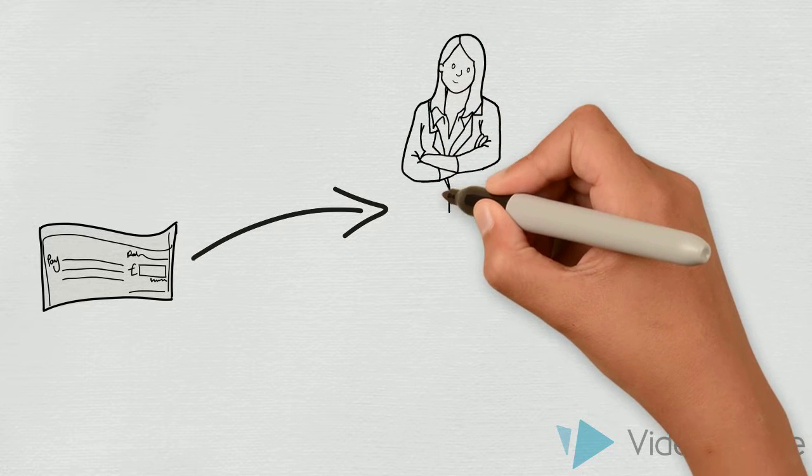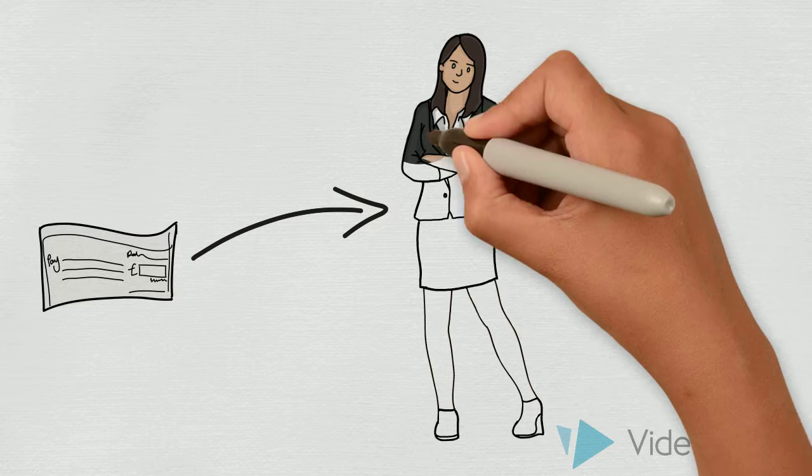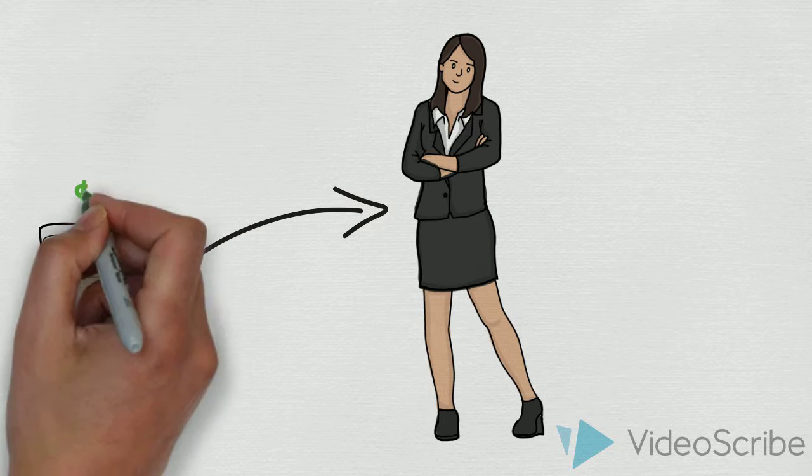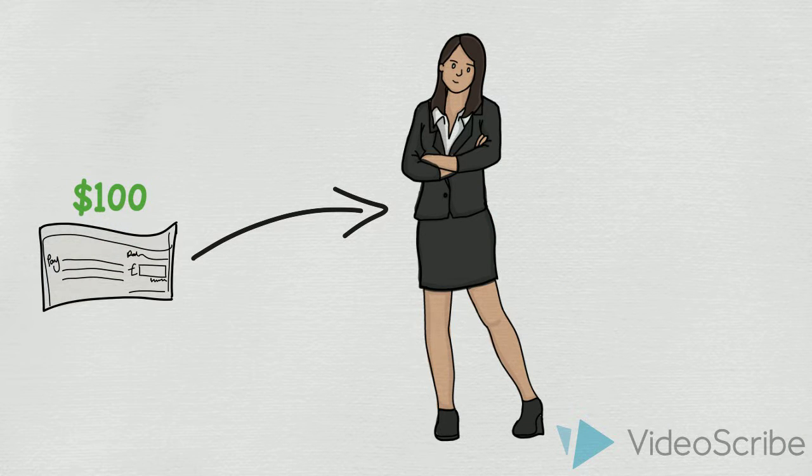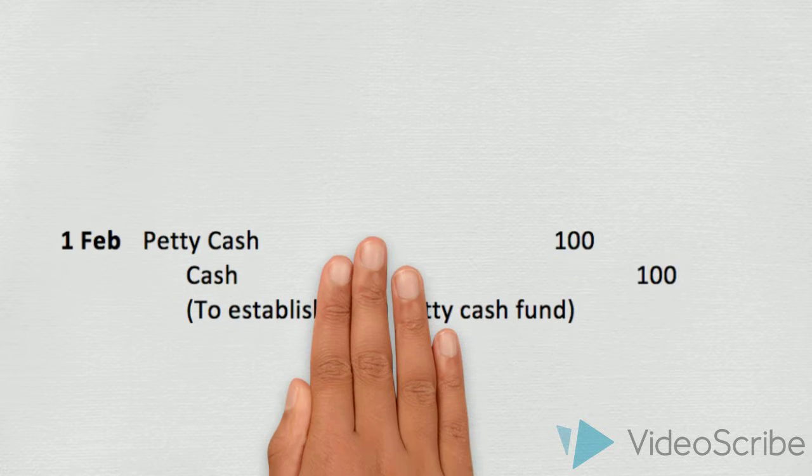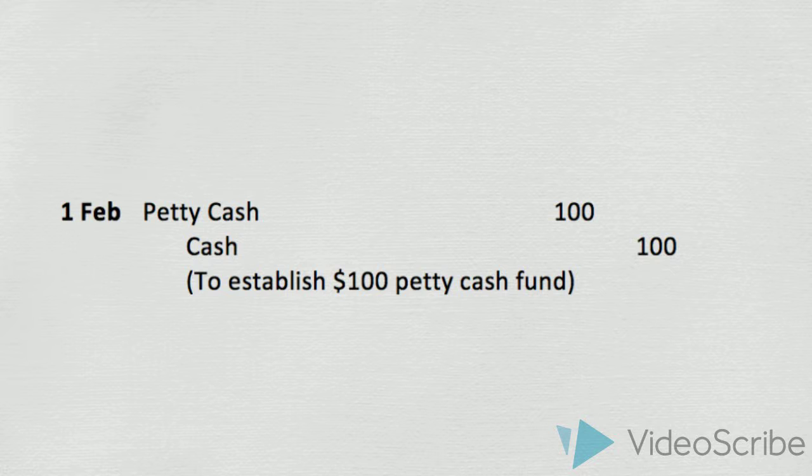To illustrate, imagine that on the 1st of February, a law firm cashes a $100 check to establish a petty cash fund and gives the cash to Monica, the custodian. On this date, the company records this entry. This entry increases petty cash and decreases cash. However, there is no change in total assets. The firm still has the cash as it has not yet been disbursed out of the company.